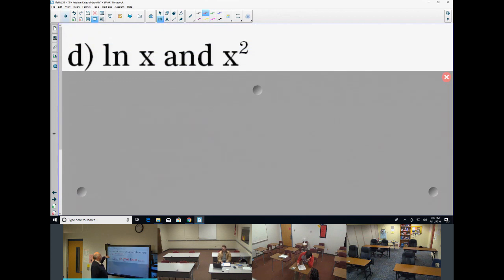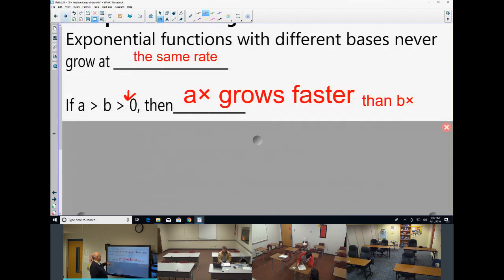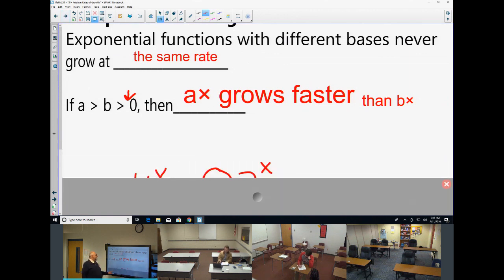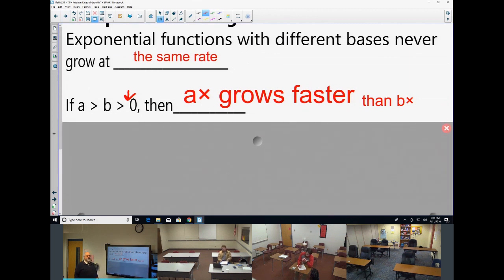Okay, so exponential functions with different bases never grow at the same rate. And if a is greater than b is greater than 0, then a to the x grows faster than b to the x. So if you have exponential functions, whichever one has the biggest base is going to win. Okay?